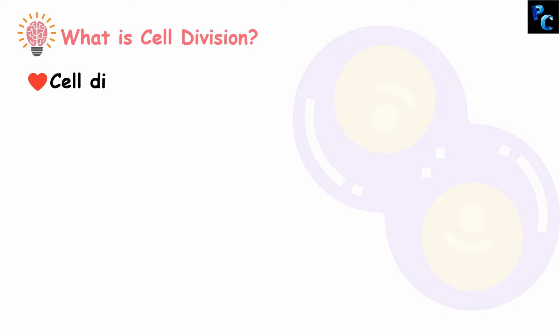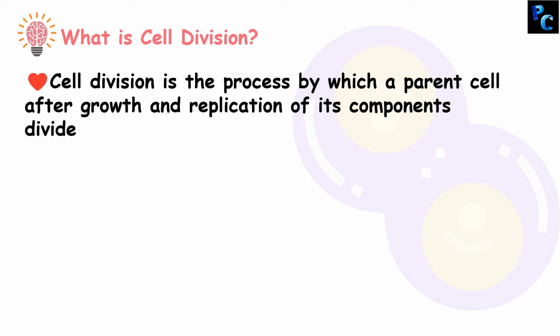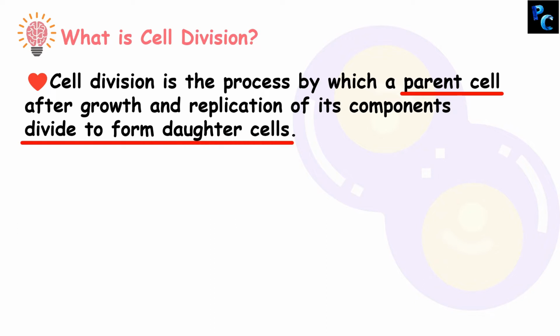So first let's start with the definition. What is cell division? Cell division is the process by which a parent cell, after growth and replication of its components, divides to form daughter cells. So, a parent cell, which is also called the mother cell, will divide to form daughter cells, and before they divide, they will grow and replicate.